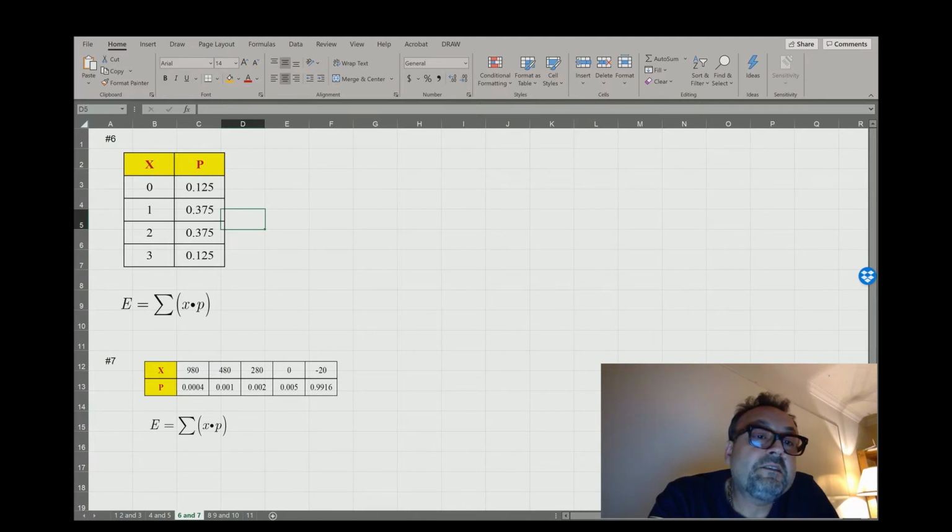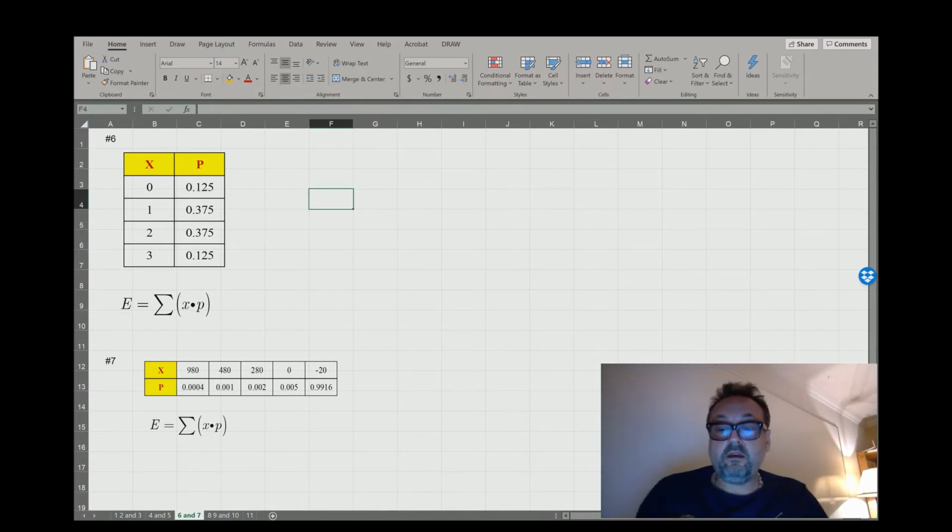Sum of XP's means you have to, see, these are the X's, so you have 4 X's and 4 P's. So it's basically telling you to multiply each pair and then add them up. That's what it's telling you to do. So you have to multiply 0 by 0.125, you have to multiply 1 by 0.375, you have to multiply 2 by 0.375, you have to multiply 3 by 0.125, and then you have to add them together.